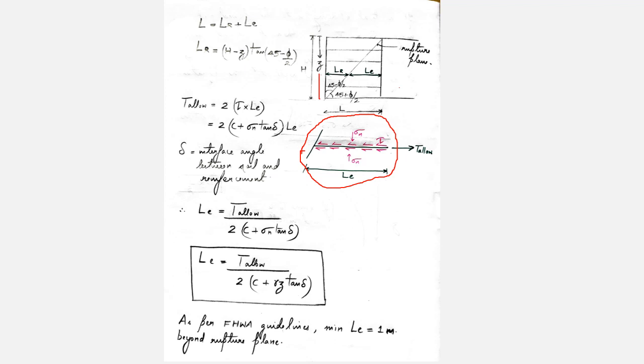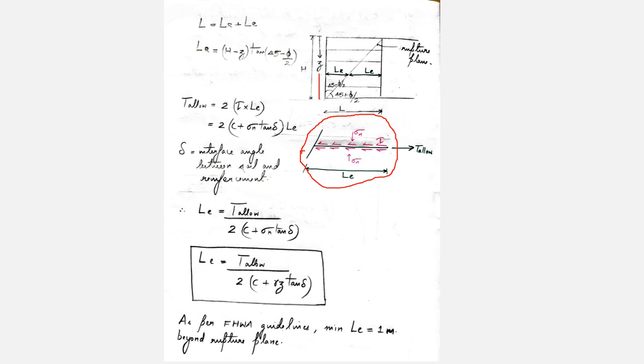In this equation, we can write tau as C plus sigma n, which is the normal stress, into tan delta, where delta is the interface angle between the soil and the reinforcement. Now from this equation, you will get the embedment length as T allowable by 2 into C plus sigma n tan delta. Sigma n is the normal stress, so that can be written as the unit weight of soil into the depth Z. So using these equations, you can calculate the LR and LE at each depth of the retaining wall.